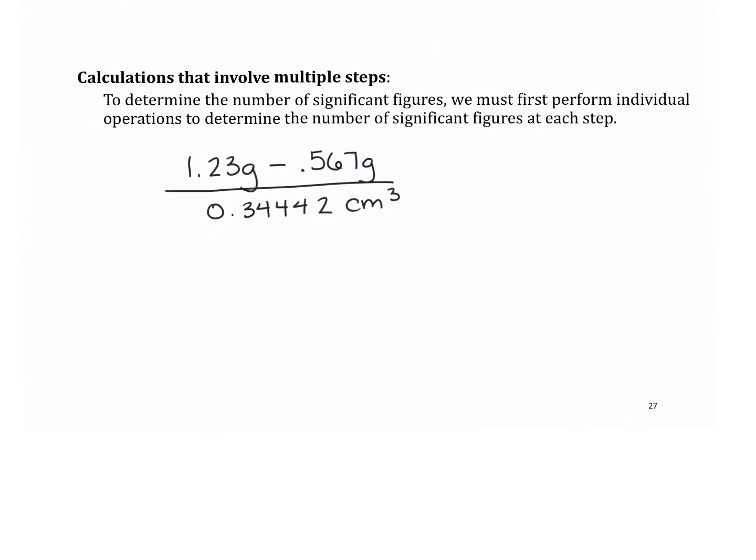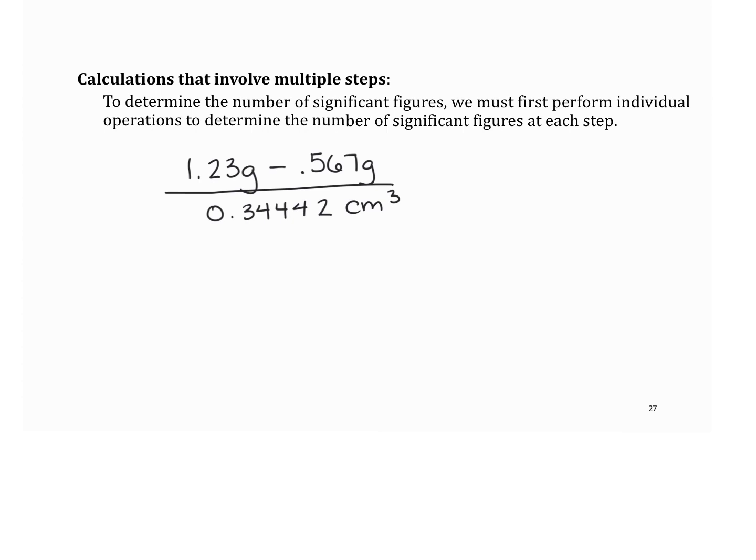Okay, let's say that's our problem, right? And the question is, well, how many significant figures do you have? So the first step involves subtracting the numerator. If it's been a minute since you've messed with numerators and denominators, the numerator's on the top and the denominator's on the bottom. Just a friendly reminder to dust off those brain cells.